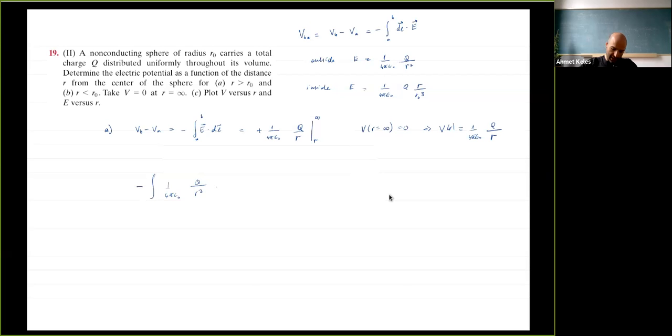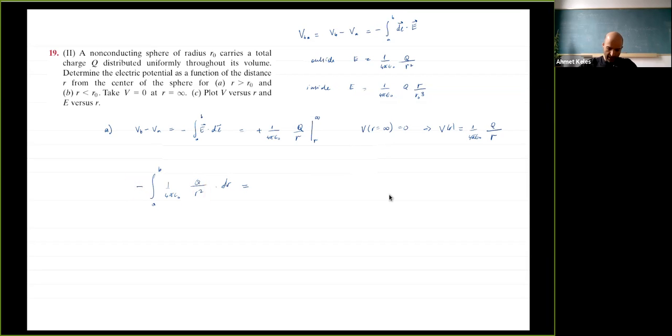And now dl is dr. It's radiated out every time. And this is from A to B. And this is equal to, okay, there's like a minus here, and there's 1/R squared.